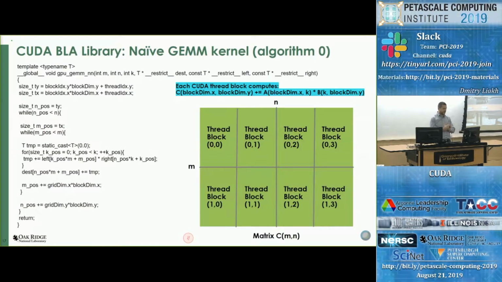So the first kernel from the blah underscore lib.cu is a brute force GEMM kernel, which is called GPU underscore GEMM underscore NN. If you find that kernel in the source, you can look directly in the kernel. And again, the template here is just T is either float or double, so it can support both single and double precision arithmetic, whichever you choose.